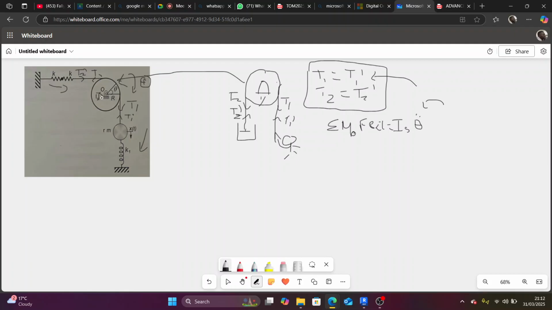What I'm saying is moment is force times perpendicular distance. So if T1 is down like this, do you agree the perpendicular distance is this one? What is that distance to the pivot? The radius. So I'll have T1 multiplied by R. Is the sign of this moment positive or negative? I think it is positive.